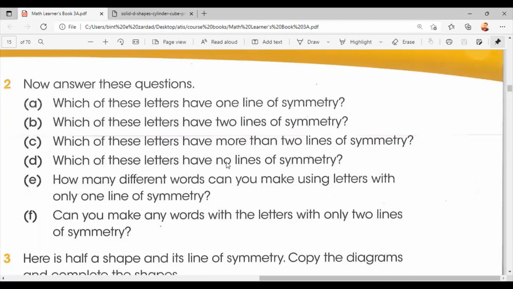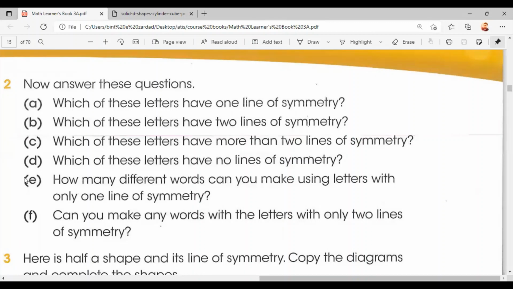Which of these letters have no line of symmetry? There are some letters that don't have any line of symmetry. Like F, G, J, L, N, P, Q, R, S, and the last, Z.